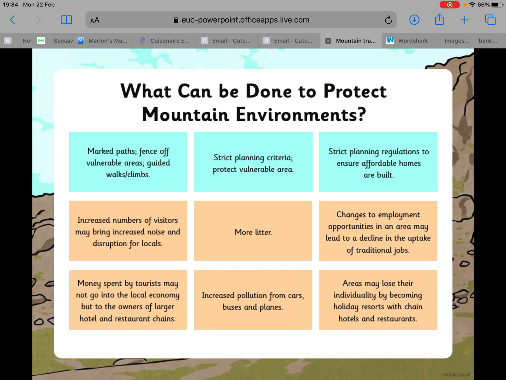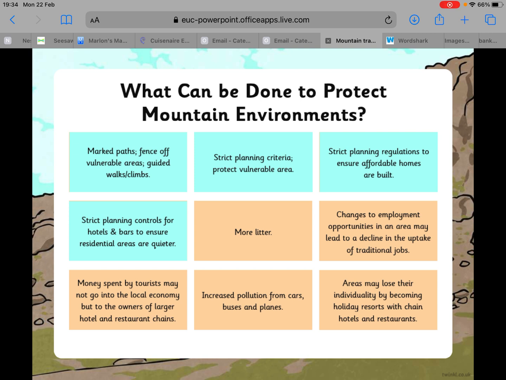Lots of people visiting an area can bring increased noise and disruption for the locals. You need to have strict planning controls, especially for places like hotels and bars that can be noisy, to make sure that if there's a residential area, that means where people are living in their homes, trying to lead their normal lives, they're not on holiday, it stays quiet for them.